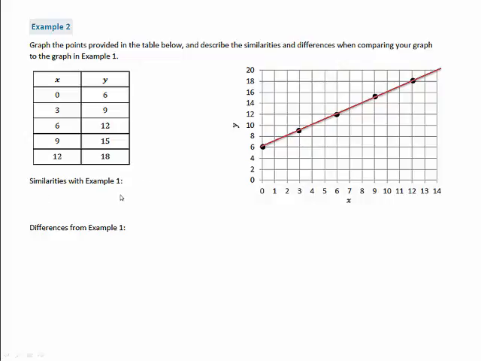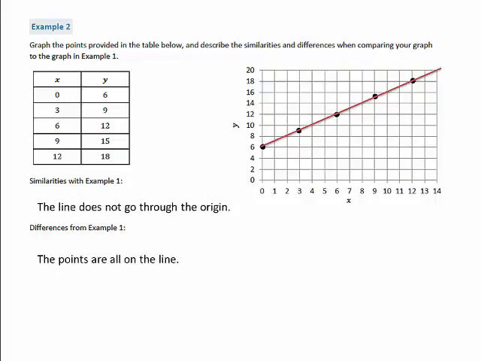If I look at its similarities with example 1, the line doesn't go through the origin in either example. What's different about this one is that the points are all on the line, but it's still not proportional. If I were to find the value of the ratio, the first one, 6 divided by 0, I couldn't even do. Right now, we don't have an answer for that.